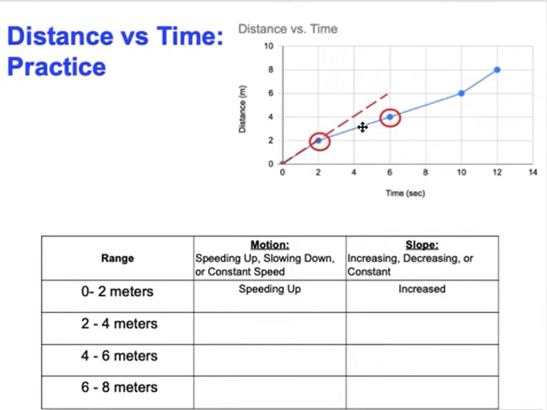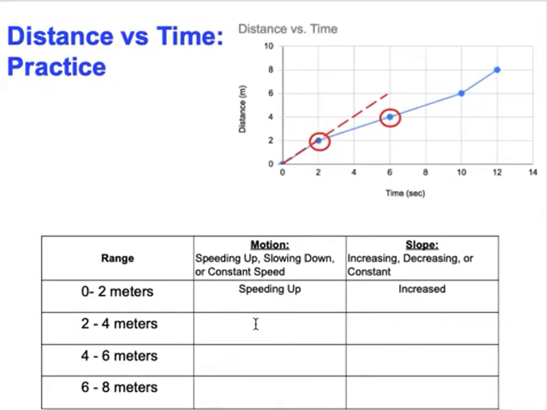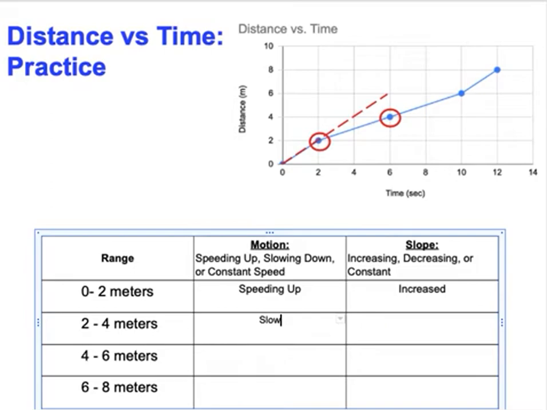So it flattened out. Doesn't that look just like this graph right here, the slowing down graph, where there's a bend in the line and it gets flatter? So now I know that the object slowed down. And what happened to my slope? Since it flattened out, the slope decreased. It's less steep now.